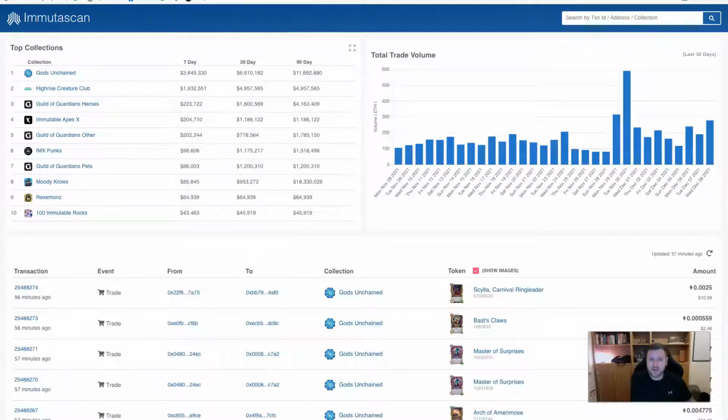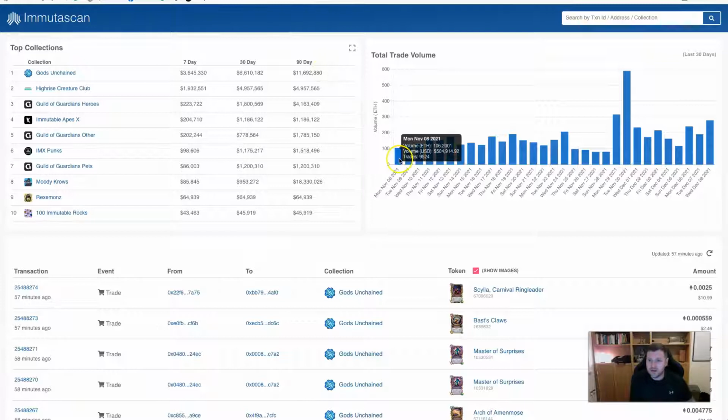It's immutascan.io, again with a link in the description. What this does is scrape the Ethereum blockchain and ImmutableX, looking at the ERC-721 tokens and things like that. We can see here the top collections by 7-day volume, 30-day volume, and 90-day volume.